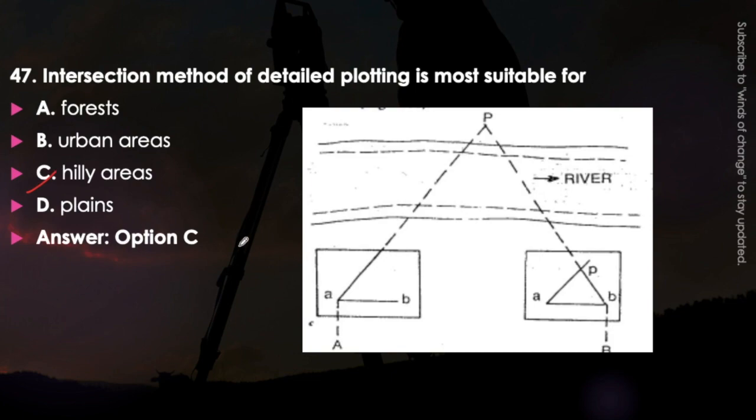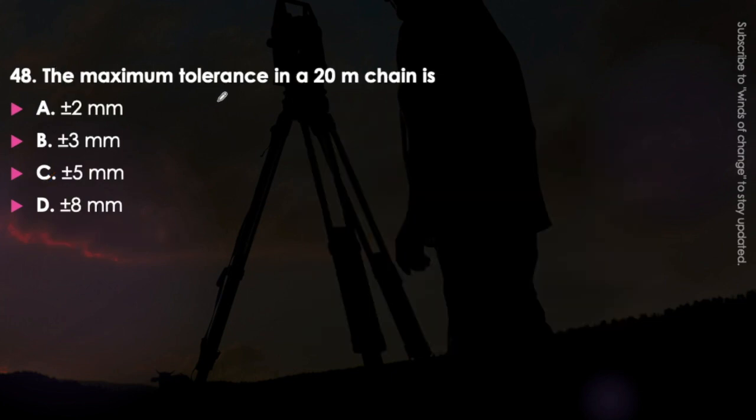Okay, next question. The maximum tolerance in a 20-meter chain is 2 mm, 3 mm, 5 mm, or 8 mm. Just think about it.